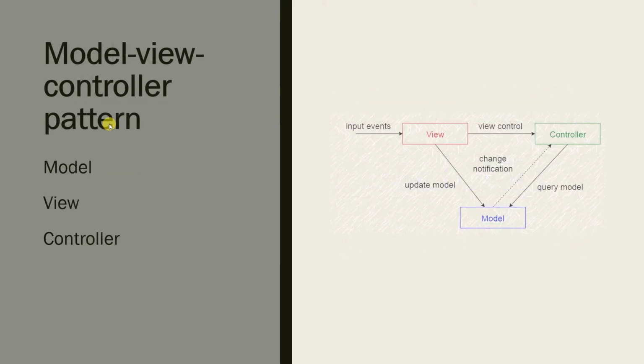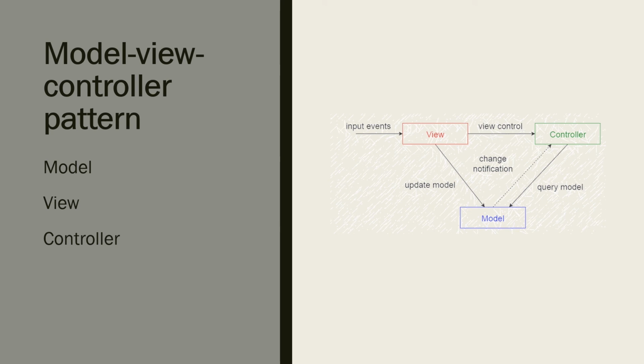The next one is the model view controller, which is the architectural pattern that we are focusing on in this lesson. This pattern, also known as the MVC pattern, divides an interactive application into three parts. The first one is the model, which contains the core functionality and data. The second one is the view, which displays the information to the user. And the third one is the controller, which handles the input from the user.